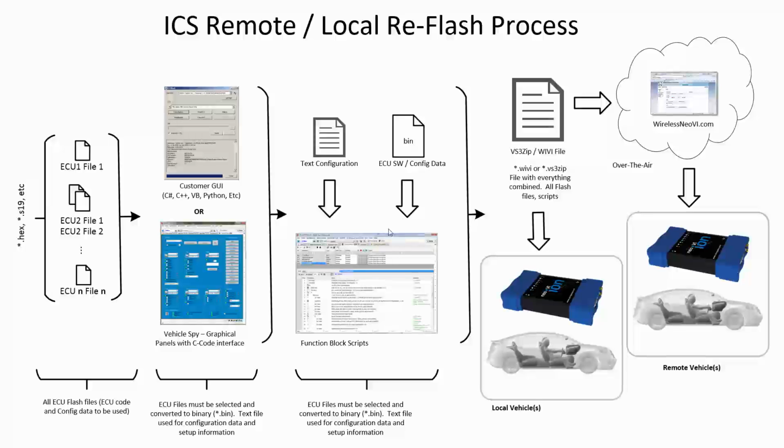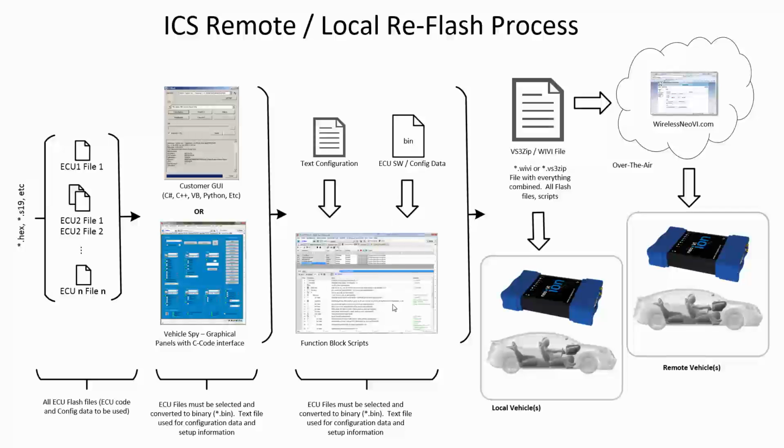We also have some customers that have multiple ECU data inside of the binary file, for example, for different versions of a radio that's in a car. And then the flash sequence will read the part number of the hardware to know which ECU flash file to download into the specific ECU that's in the vehicle based on the vehicle's options. All of that's possible in the scripting environment within Vehicle Spy.